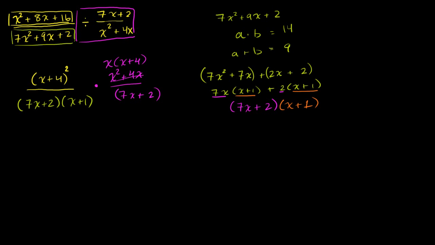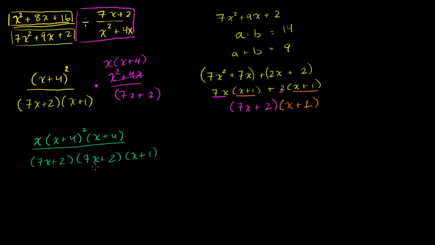So if we do all of the multiplication, what does our numerator become? We have x plus 4 squared times x plus 4. That is our numerator. And our denominator is 7x plus 2 times another 7x plus 2 times an x plus 1.